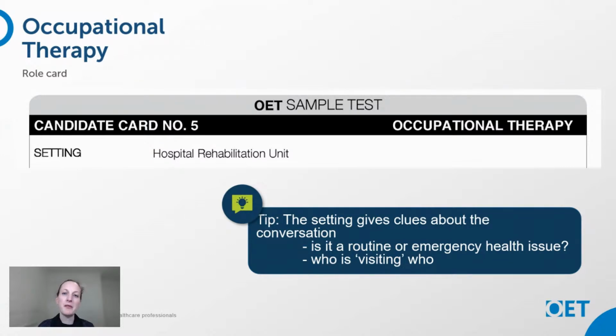So, for example, if the setting is a children's ward or an aged care home, you've already got some ideas about who it is you're going to be speaking to. You don't need to mention anything about the setting, of course, in your role play, but it does start to help you visualize the conversation that you are about to have.